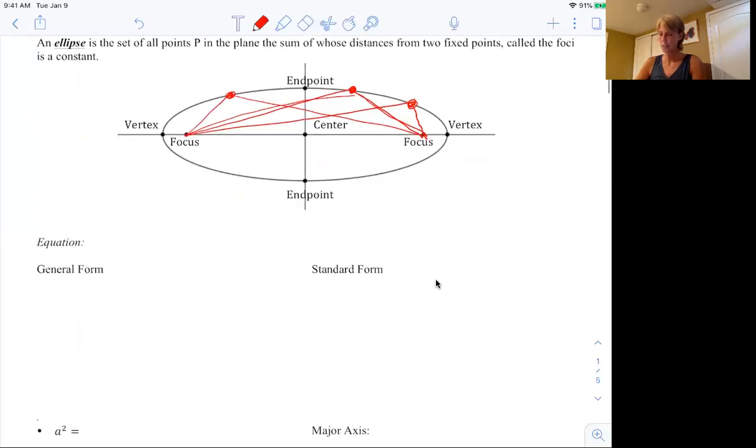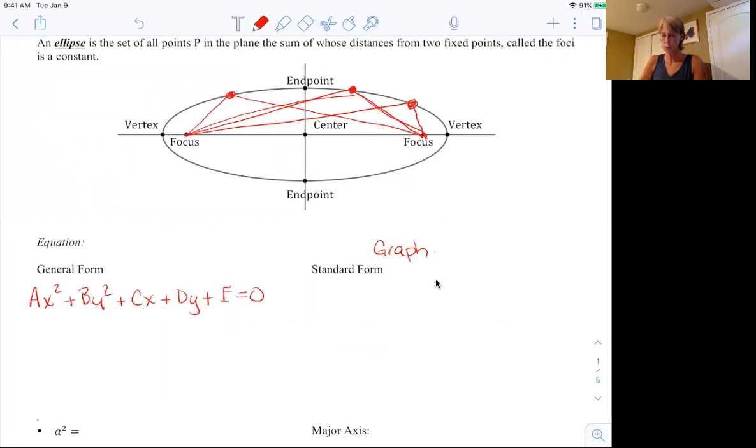And the equation of an ellipse, we're going to have two equations here. We're going to have a general form. We're going to have a standard form. The standard form is what we're going to use to graph. The general form is sometimes what's given in higher levels of math. The general form is ax squared plus by squared plus cx plus dy plus e equal to 0.